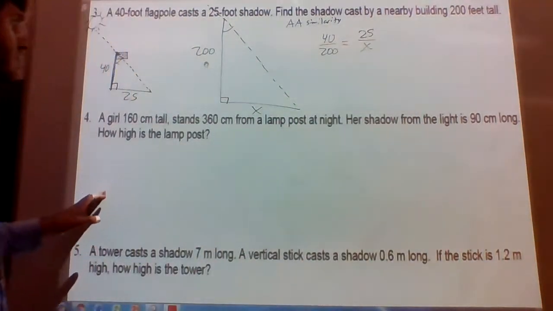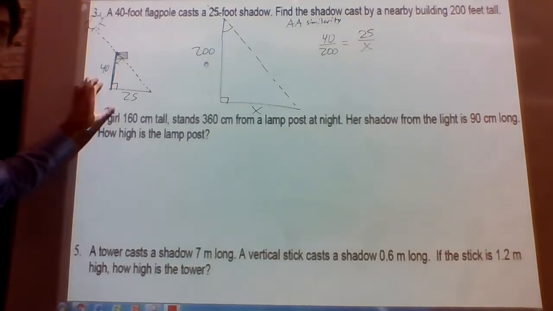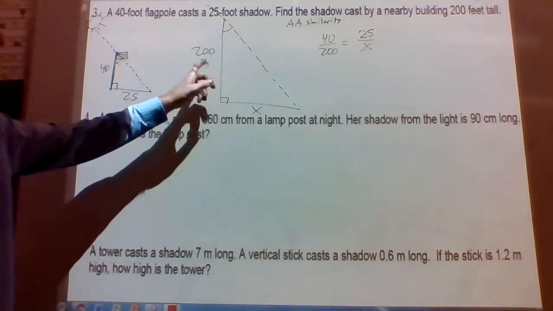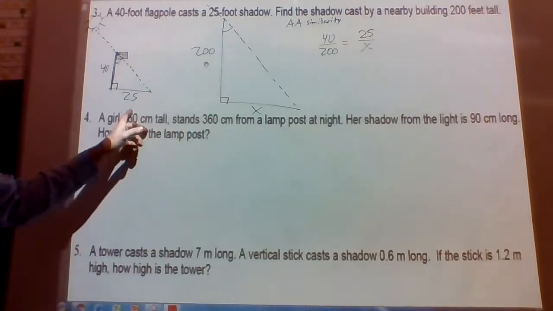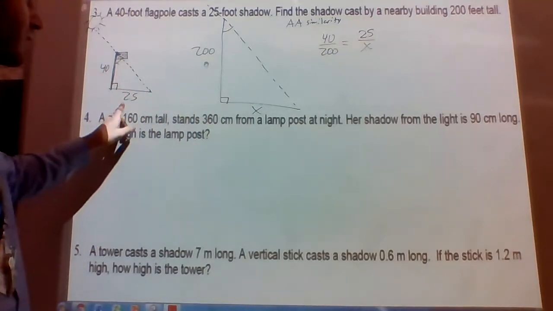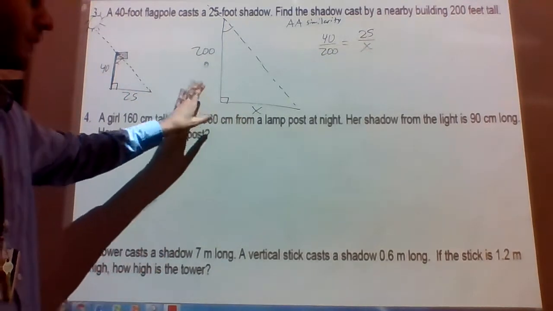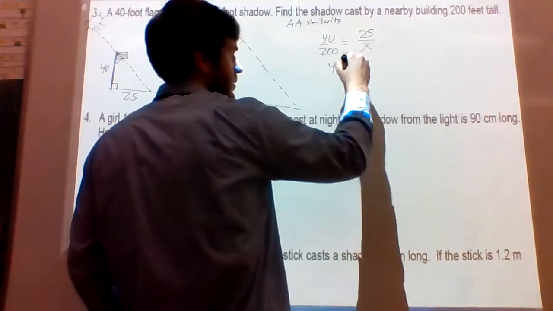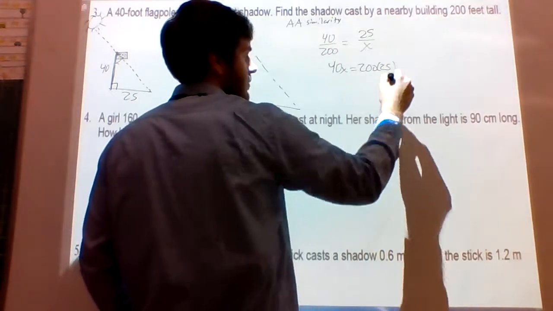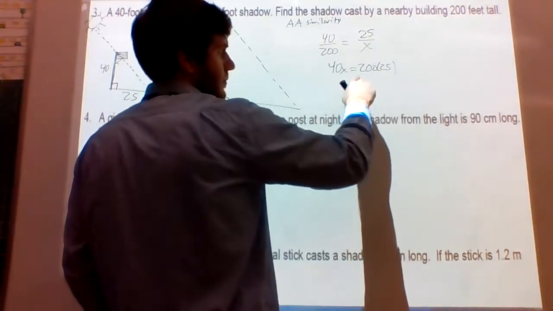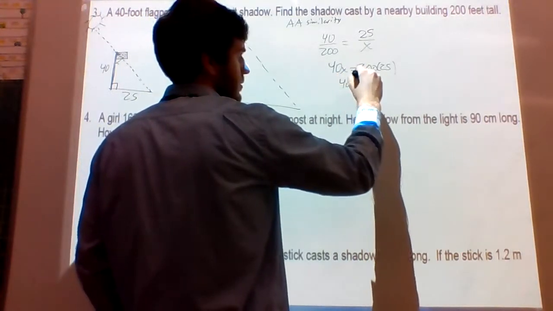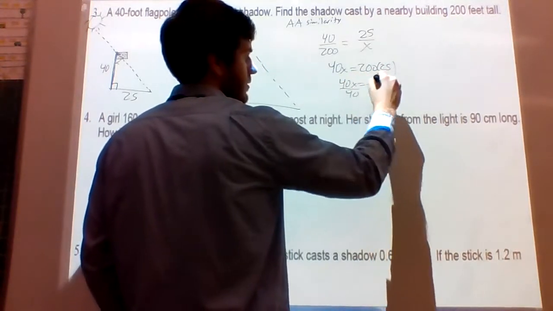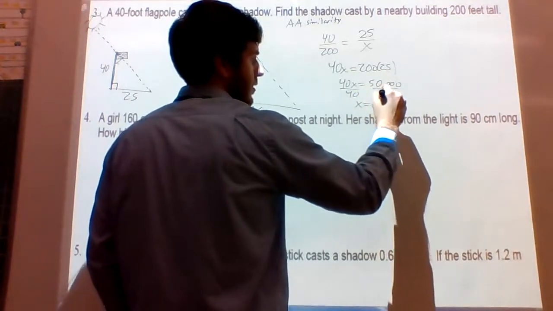Remember, if the numerator is coming from this triangle, if we're doing 40 over 200, we have to do 25 over x. Okay, if we flip them, we can do 200 over 40 equals x over 25, but we can't mix and match. We can't do 40 over 25 equals x over 200, right? We have to keep it consistent. Okay. Cross multiply, we get 40x equals 200 times 25. What is that? 5,000? 50,000? Divide by 40. X is 800 feet.